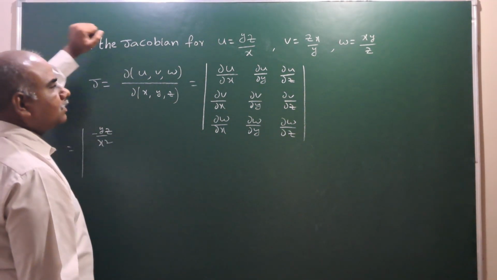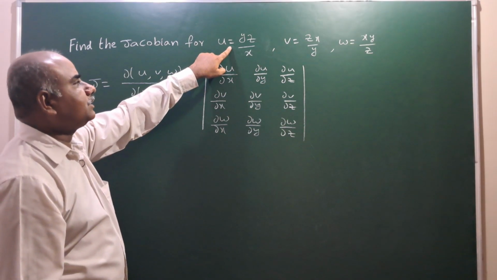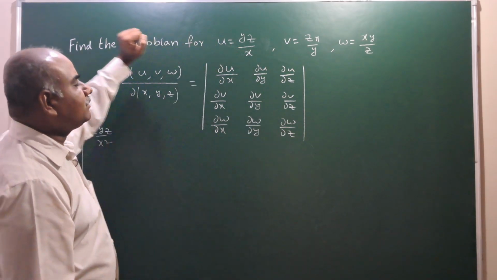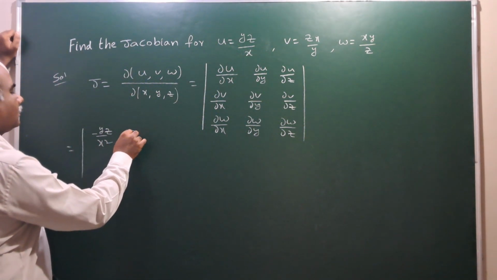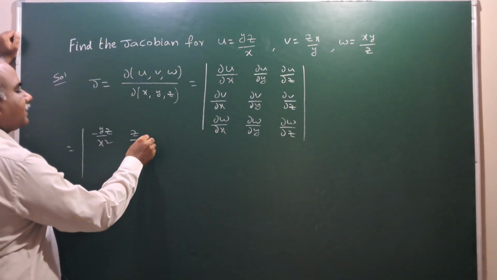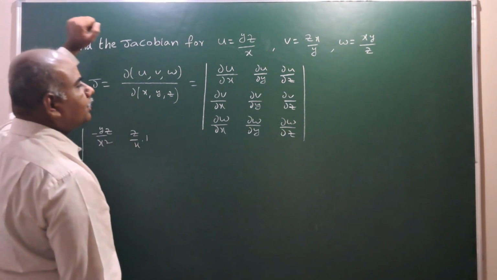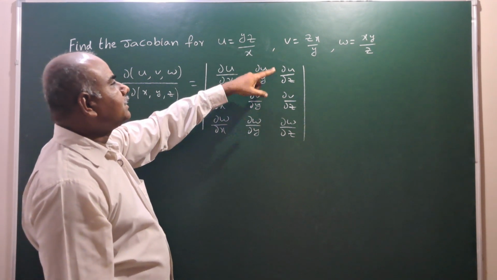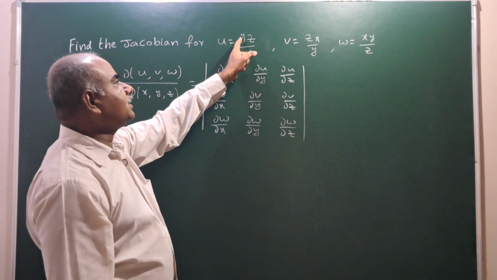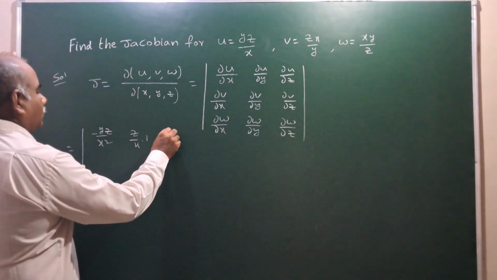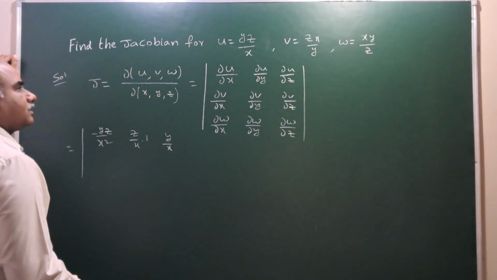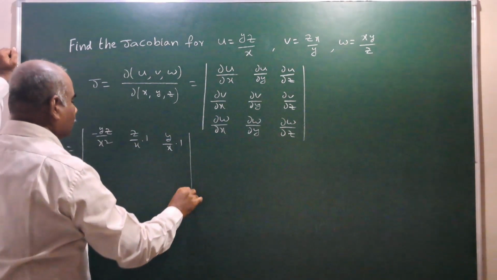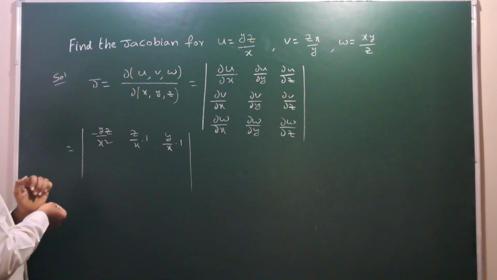Okay. Next, ∂u by ∂y. Again differentiate u with respect to y. Now y is a numerator. Okay. So treat z by x as constant. Derivative of y with respect to y is 1. ∂u by ∂z. Now we have to differentiate u with respect to z. Here z is a numerator, so y by x is treated as constant. We have to differentiate z with respect to z. So it is 1. So these are the partial derivatives of u.